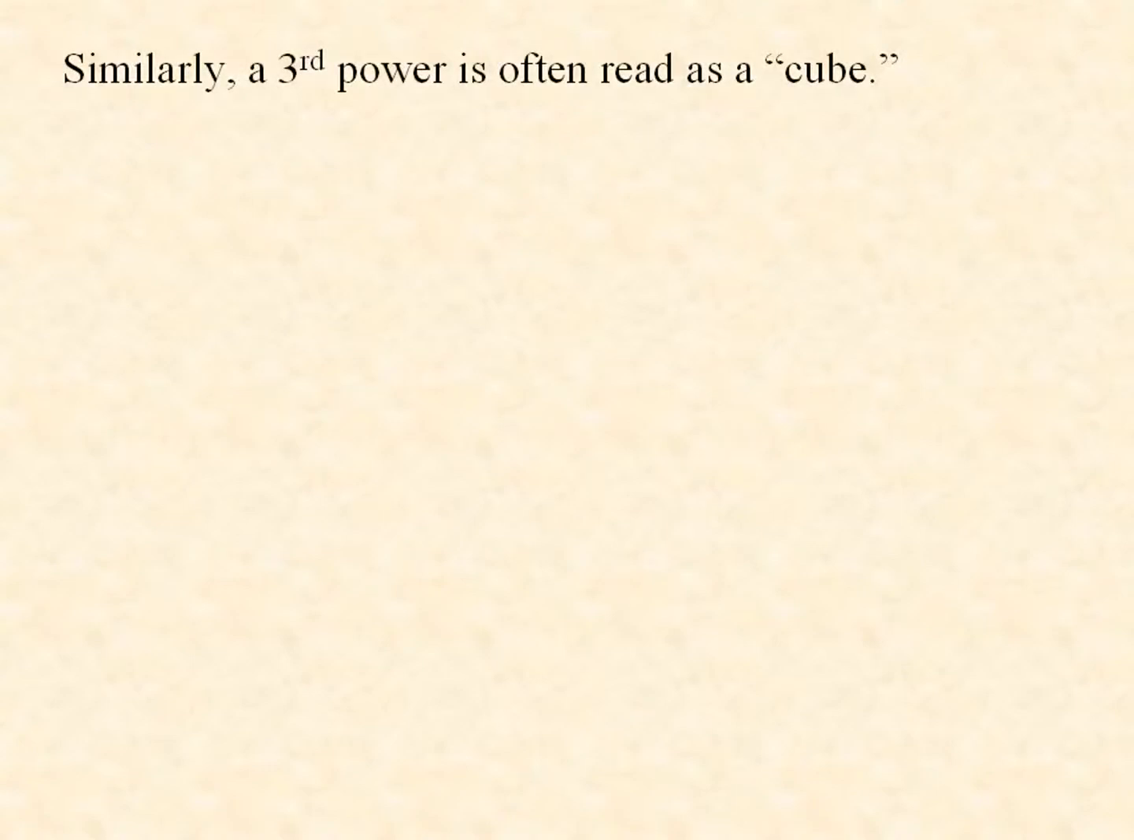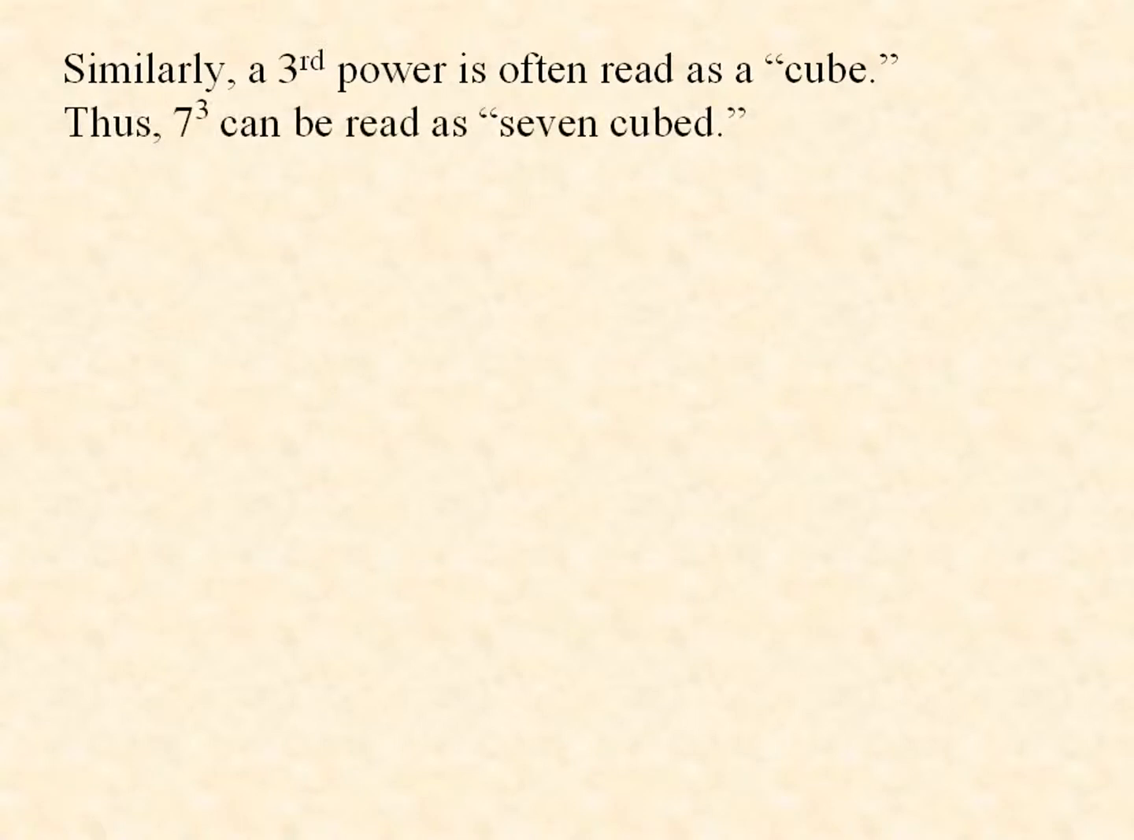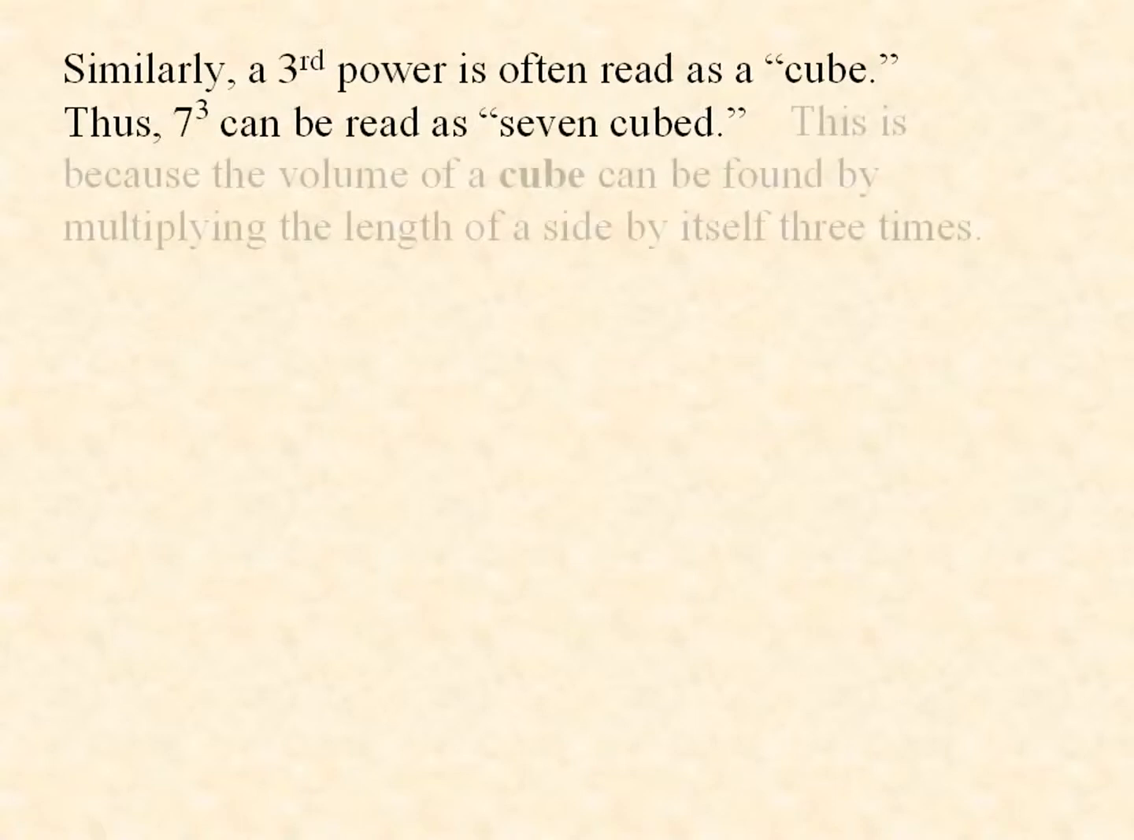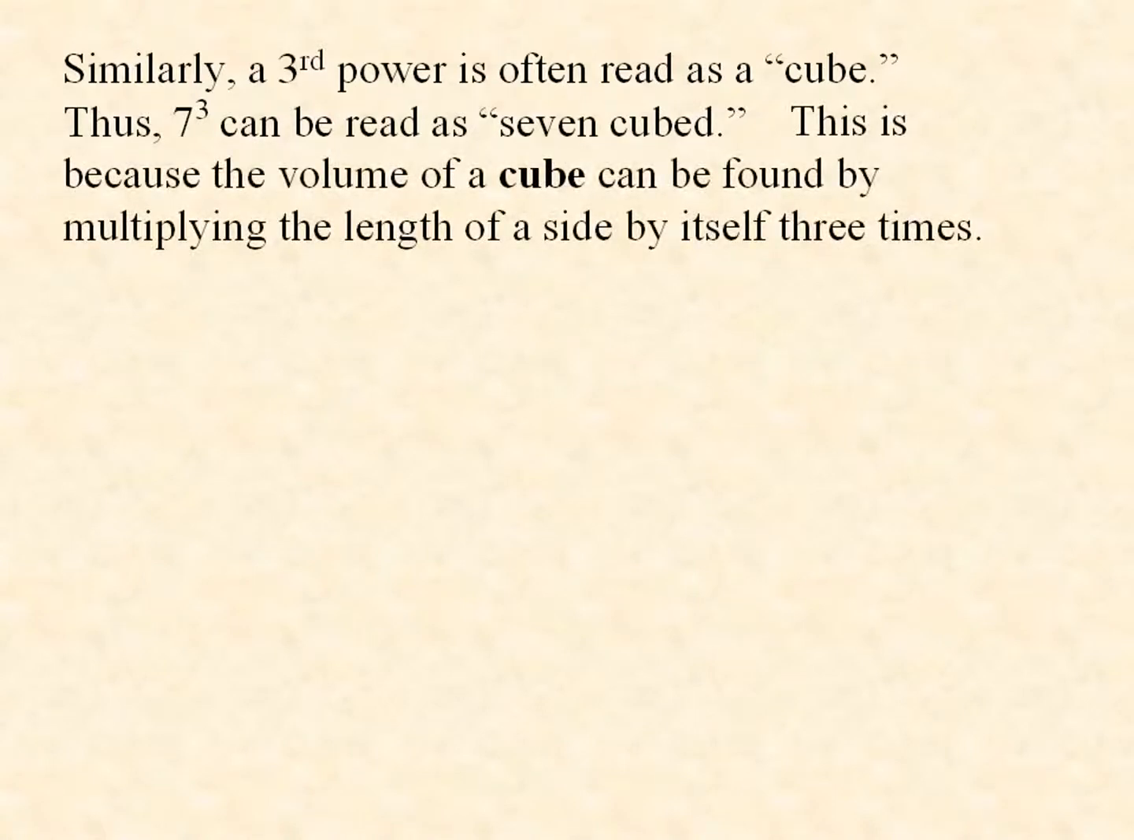Similarly, a 3rd power is often read as a cube. For example, 7 to the third power can be read as 7 cubed. This is because the volume of a cube can be found by multiplying the length of a side by itself 3 times. A cube is the three-dimensional version of a square where all sides are of the same length.